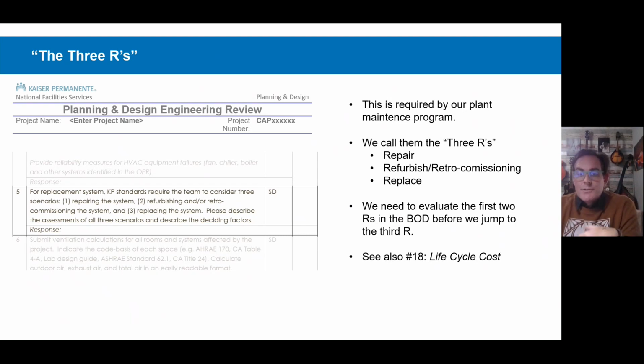So it's very common for us to just see a project BOD that jumps to the 3rd R. It jumps to the replacement scenario. And we can't do that. We need to consider repairs and retro-commissioning first. And sometimes you don't need new equipment. You need retro-commissioning.